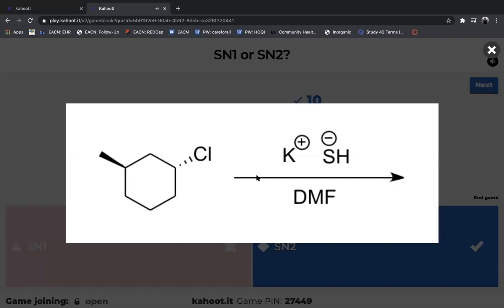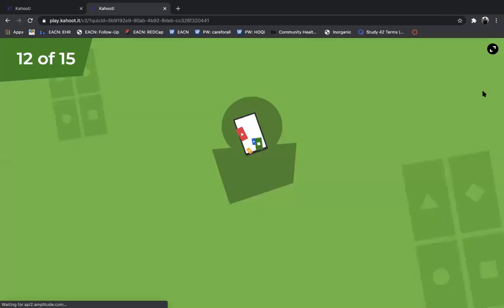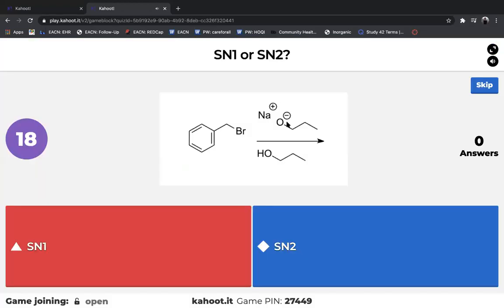Let's talk about this. Okay, so secondary, my gray area. Strong nucleophile with this negative charge, and the polar aprotic solvent won't solvate this at all. It makes it really strong. It can do backside attack, Sn2. This one, we just talked about this.